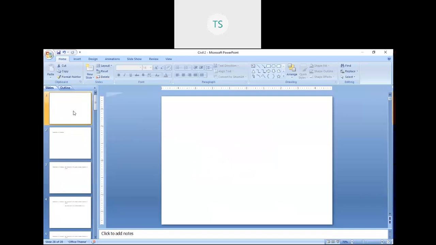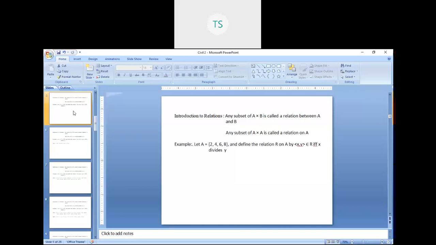Again, I am going to our first slide. Here I have given the definition of a relation. Any subset of A cross B is called a relation between A and B. Any subset of A cross A is called a relation on A. That means in some cases both the sets may be the same set. Here in A cross A, both are the same sets. So here we have discussed one example.